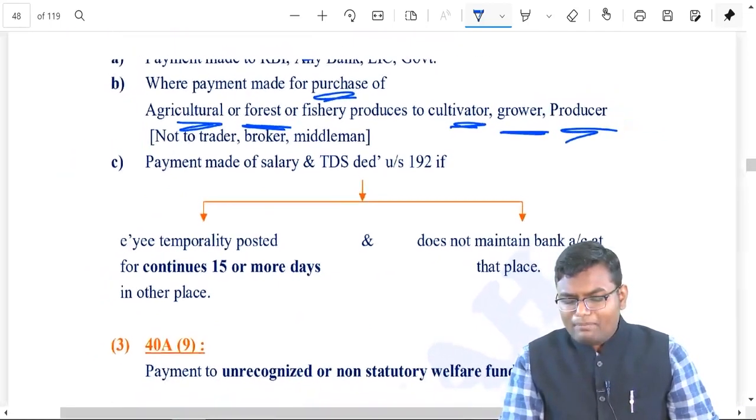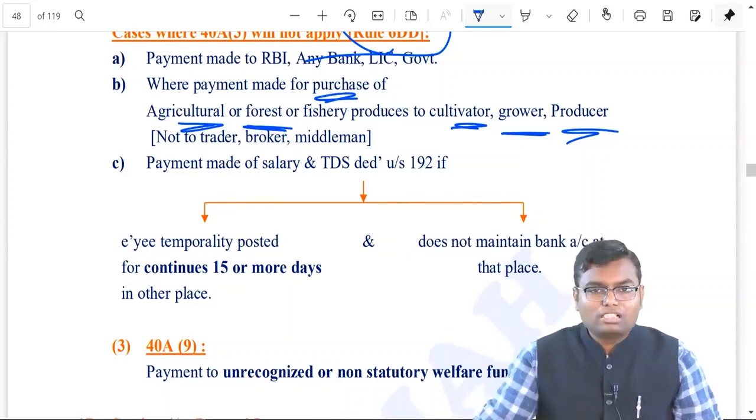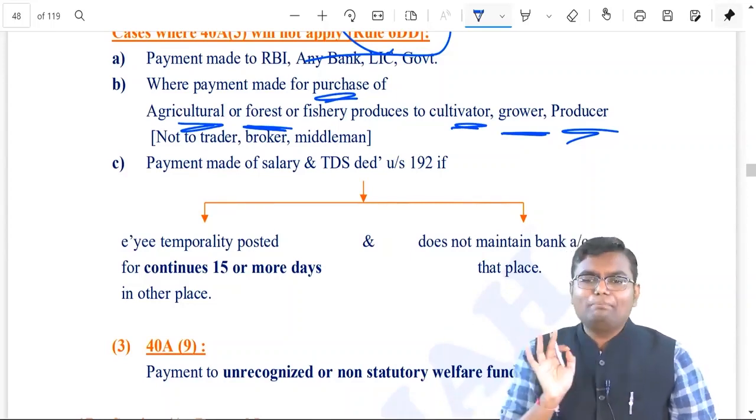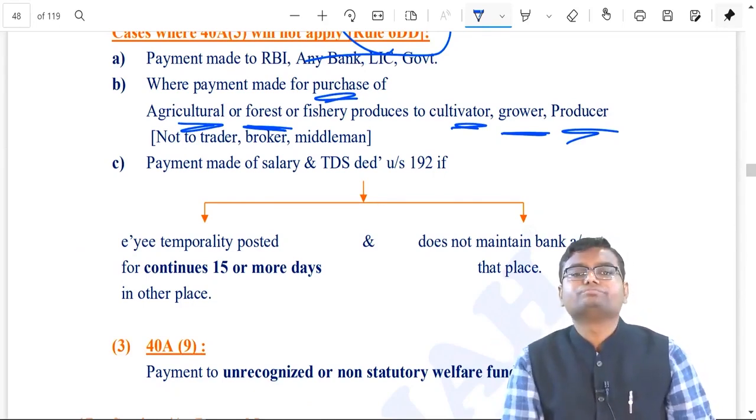If you are making payment for purchasing agricultural produce to some trader, not to the farmer, then 40A(3) will be applicable because a trader, broker, or middleman has to have a bank account.